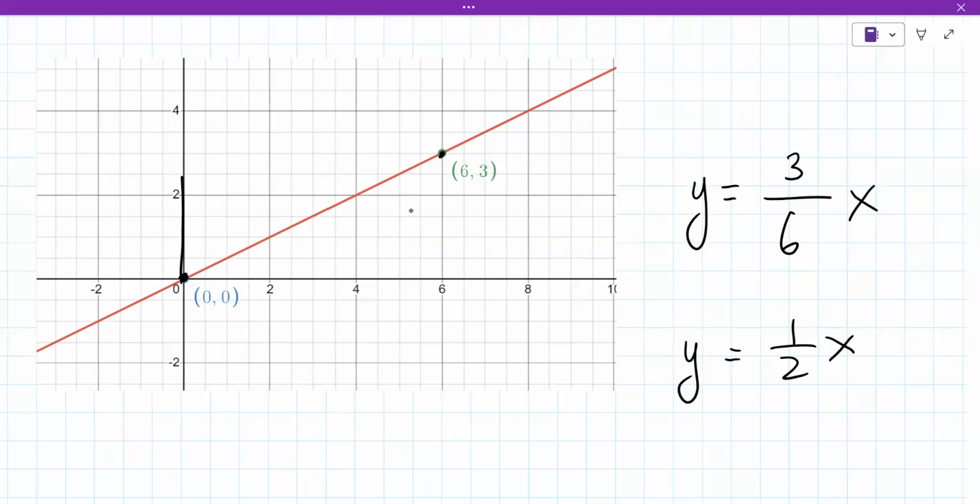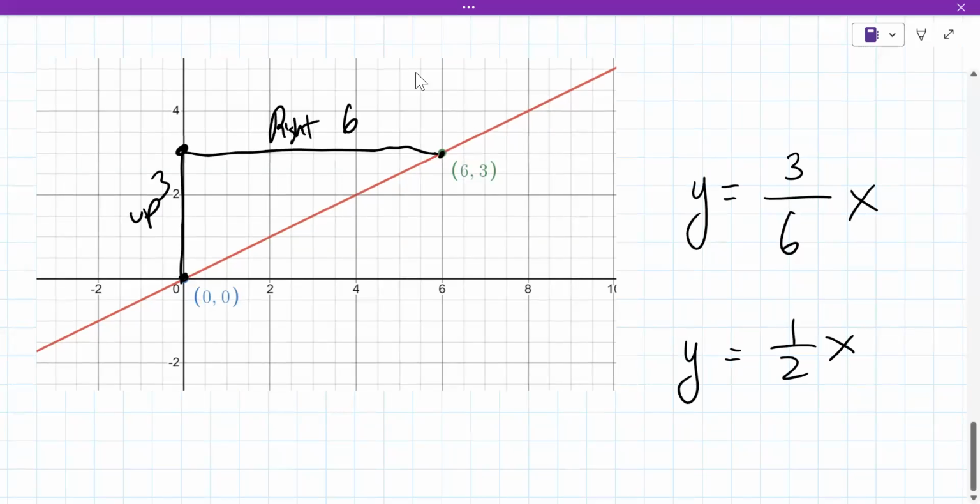So you've got to go up or down first. This time you're going up 3. Over, that's 6. Yeah, let's use the word right. Right is preferred in math. Up is okay, right is okay. Let's try another one.